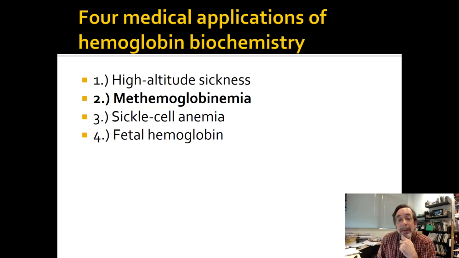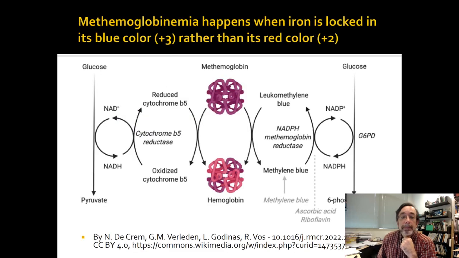Now let's talk about something that's a little bit odd. Methemoglobinemia. It's what happens when iron is locked into its blue color rather than its red color. You can associate this a little bit with the difference between venous and arterial blood. There's a few other things going on, but when you have more iron plus 3 in the heme context, you are going to get more of a blue color. It will absorb different wavelengths of light.